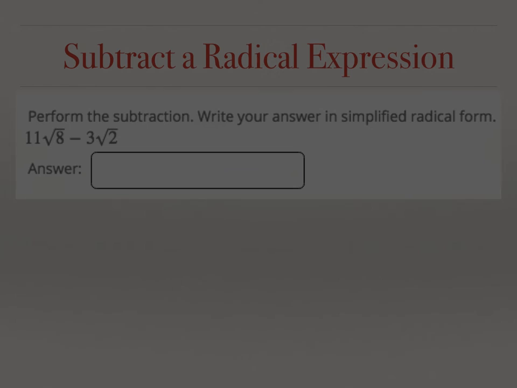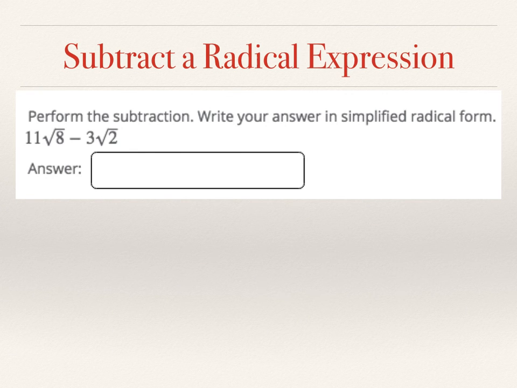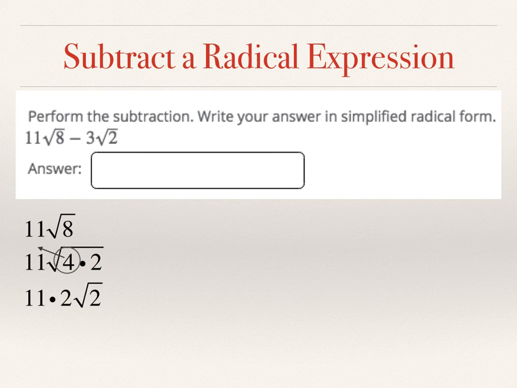Now sometimes you're asked to subtract expressions which are in the form of square roots. To do this, we want to rewrite 11 square root of 8. You know the square root of 8 can be rewritten as square root of 4 times 2, where 4 is a perfect square that we can take out of the radical when we take the square root of it. So we can rewrite this expression as 11 times 2, square root of 2, or 22 root 2.